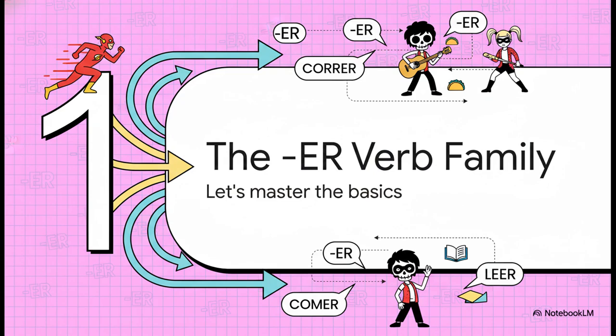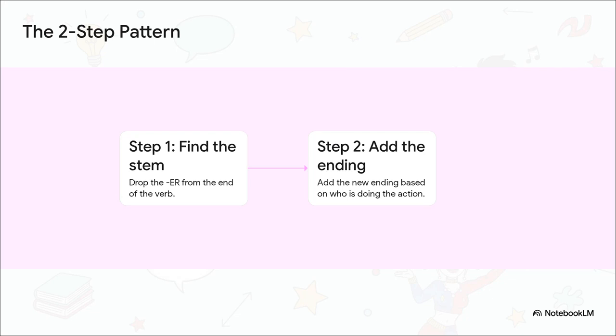Okay, first up, we're going to look at verbs that end in ER. This is a huge, super important group of verbs you'll use every single day. And the best part? They all follow this one beautiful, predictable pattern. So let's walk through it together. Here is the simple two-step formula. It's like a recipe. First, you take your verb, let's say comer, and you just chop off that ER at the end. What you have left is called the stem. Then, step 2, you just stick on a new ending depending on who you're talking about. Seriously, that's all there is to it.